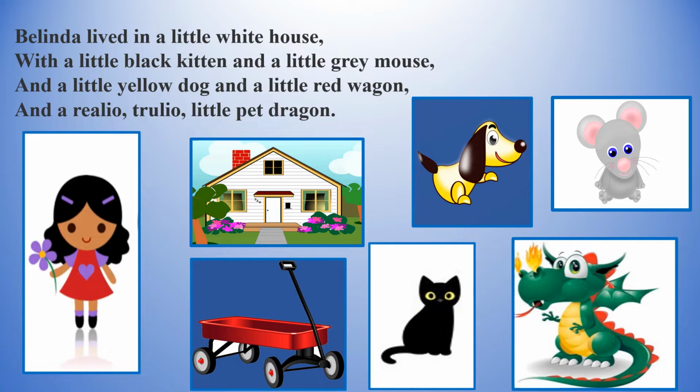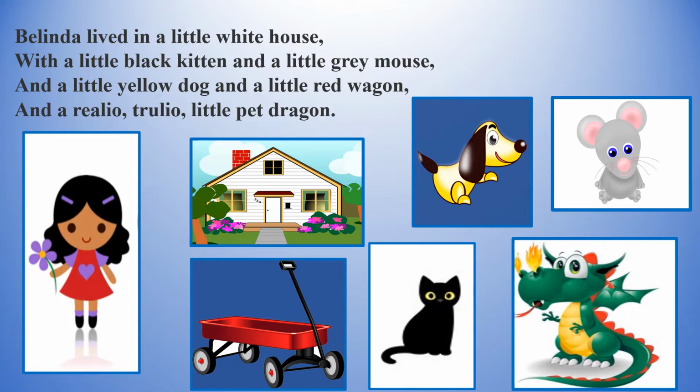And here goes the explanation. The poet says there was a girl named Belinda who used to live in a little white house. And she had a few pets along with her, and the pets were a little black kitten, a little grey mouse, a little yellow dog, and a realio trulio little pet dragon. Here, dear children, in these two words, realio and trulio, the poet has used poetic license and he has changed the spelling of real and true into realio and trulio to bring some rhythm in the poem.